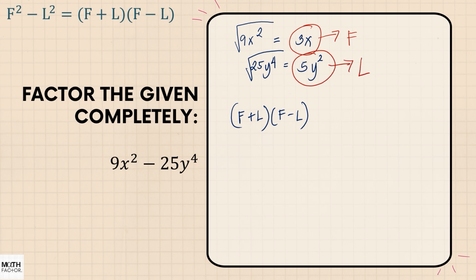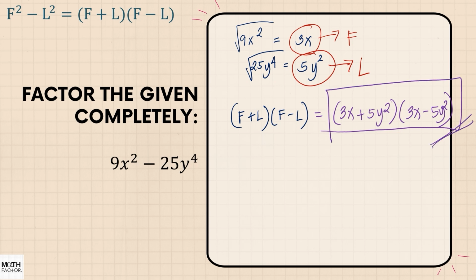Applying, or replacing it here in our formula, we have the quantity 3x plus 5y raised to 2, multiplied by the quantity 3x minus 5y raised to 2. And there you have it.